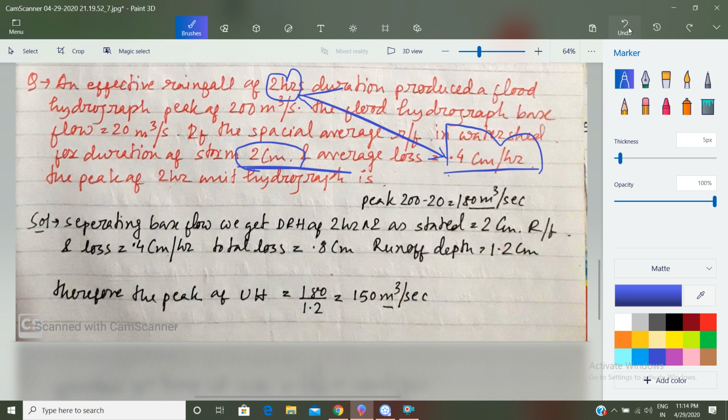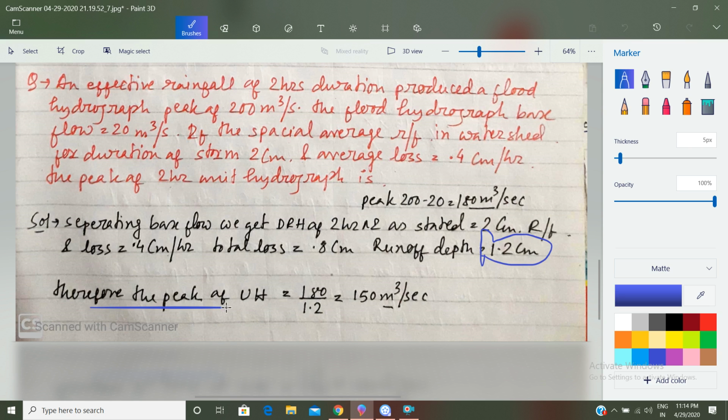If we deduct the infiltration losses from the precipitation, then only we get the runoff. See what we have done. The loss is 0.4 centimeter per hour, total loss is 0.8 centimeter in 2 hours, so runoff depth will be 1.2 centimeter. Now the peak has been given in the form of a flood hydrograph, so we have to separate the base flow. 200 minus 20 equals 180 meter cube per second, the peak of the direct runoff hydrograph of 1.2 centimeter effective runoff.